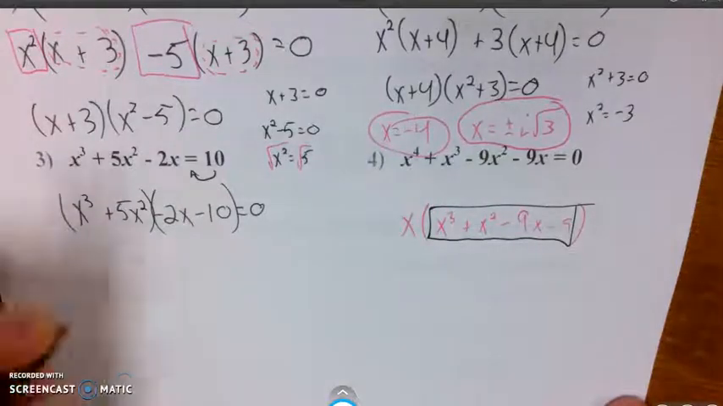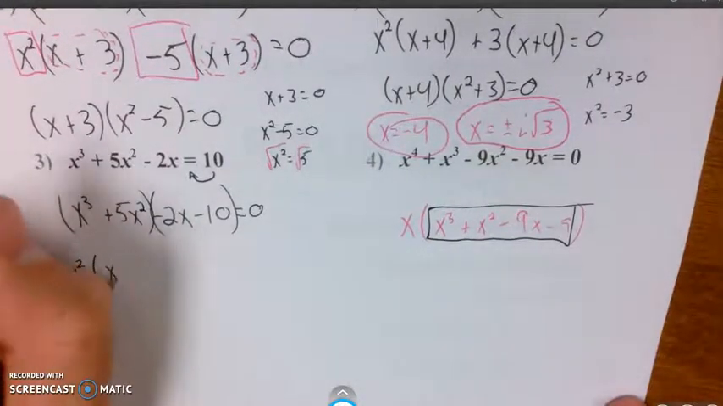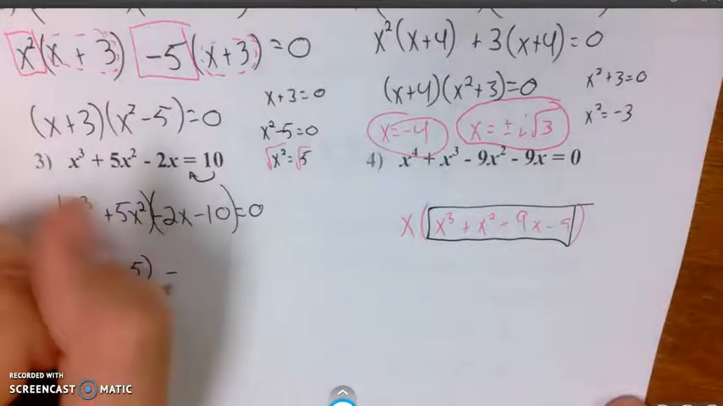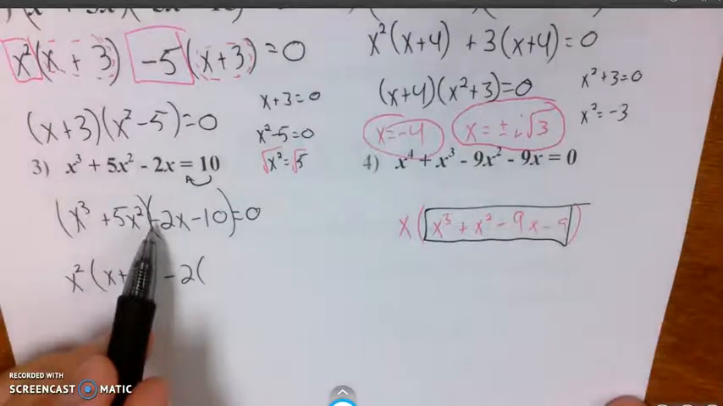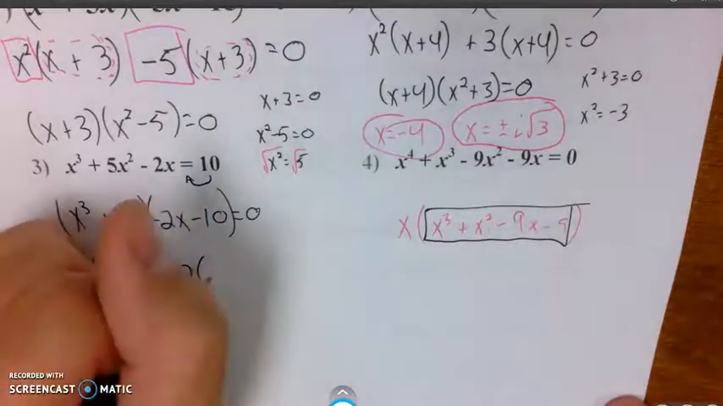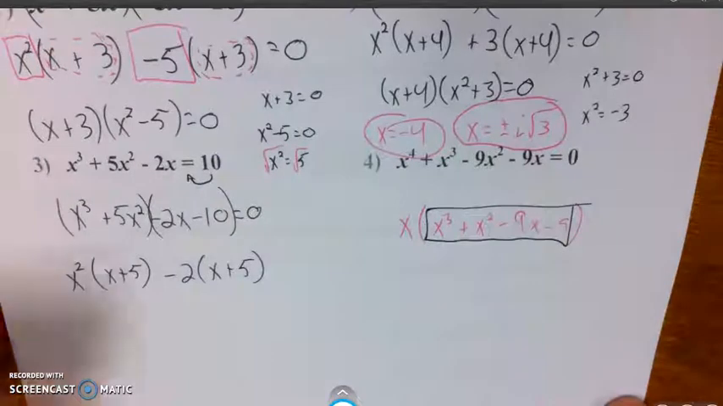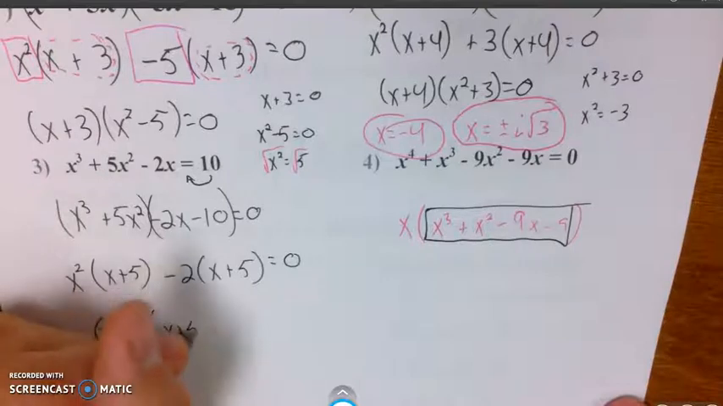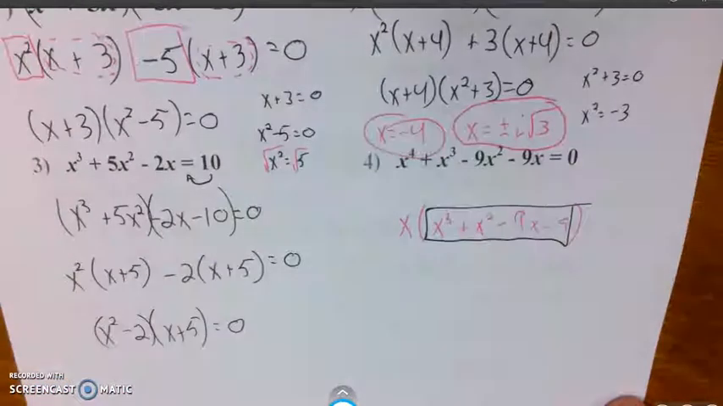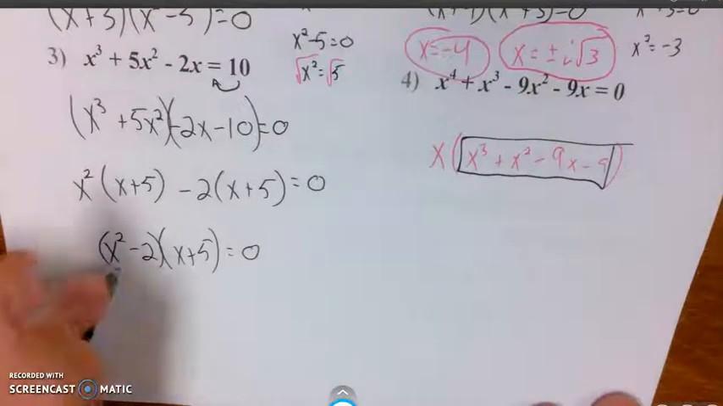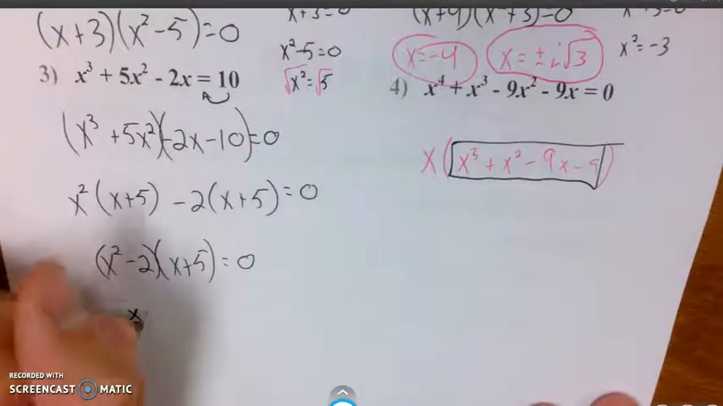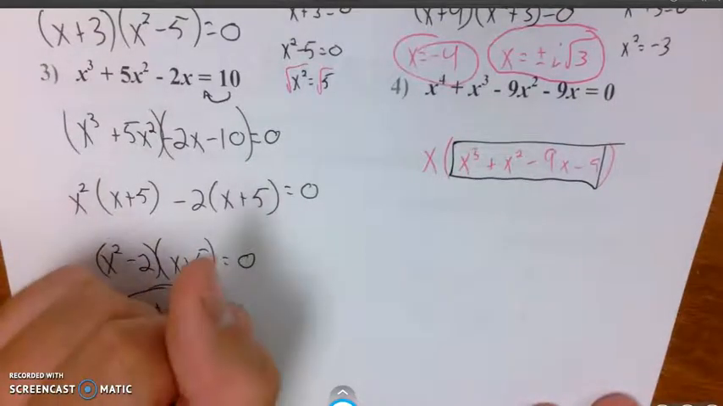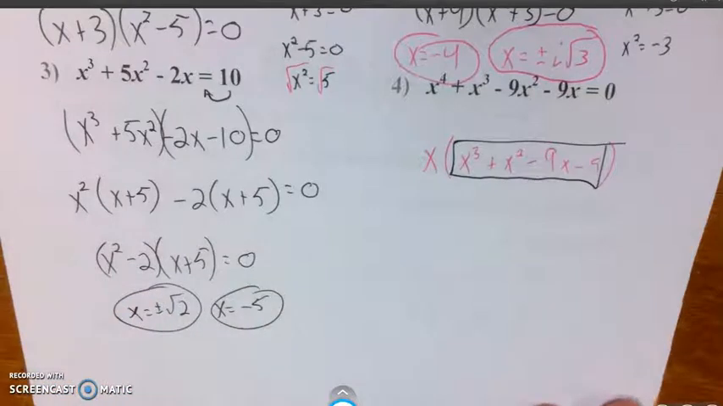GCF of that first grouping is an x squared, and I'm left with x plus 5. In the second group, negative 2x minus 10, GCF would be a negative 2. Remember, if it starts with a negative, I'm probably going to need to factor out a negative, leaving me with an x plus 5. This now factors down into x squared minus 2 and x plus 5. And then I solve each one independently. This would give me positive, negative, rad 2. So there's 2 answers. Then over here, negative 5.